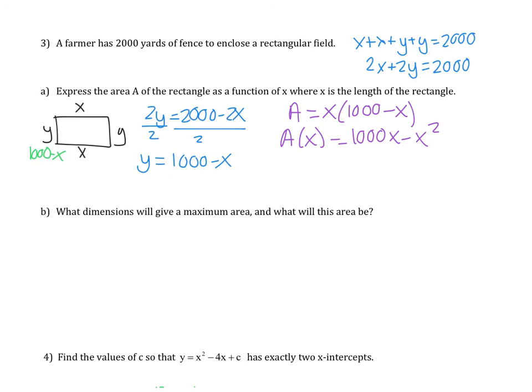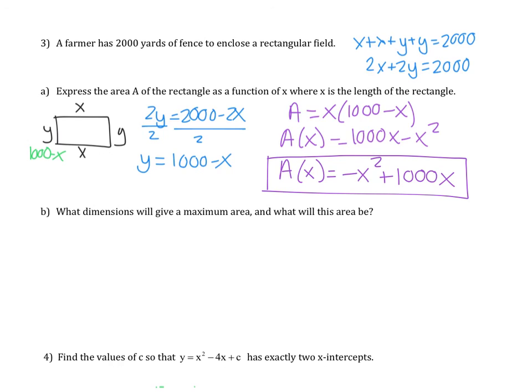As you can probably tell, this is going to be a parabola that opens downwards because of the negative x squared. So now I'm going to just reorganize it so that it looks more like a parabola. Negative x squared plus 1,000x.